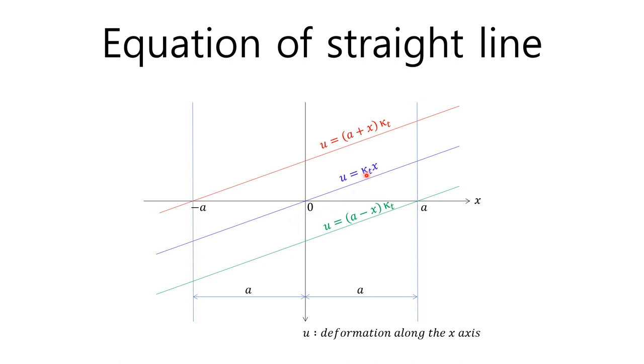Next, if the straight line moves in the positive direction along the x-axis by the distance a, it can be represented as the straight green line. If the straight line moves in the negative direction along the x-axis by the distance minus a, it can be represented as the straight red line. In these equations, a has a positive value.